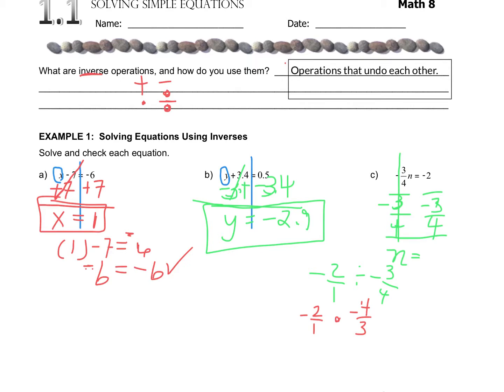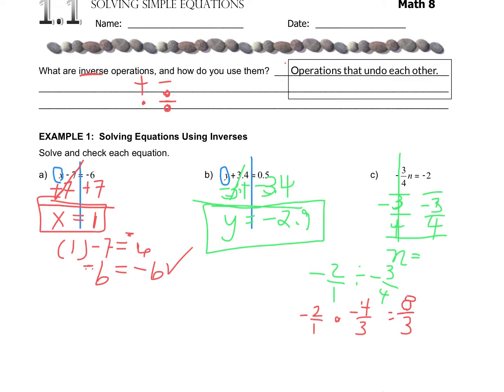Now we just do multiplication. Remember, in multiplication of fractions, all I have to do is multiply straight across my numerator and straight across my denominator to get my new answers. If I go straight across my numerator, I'm going to get 8. The two negatives make positive. The denominator is going to be a 3.